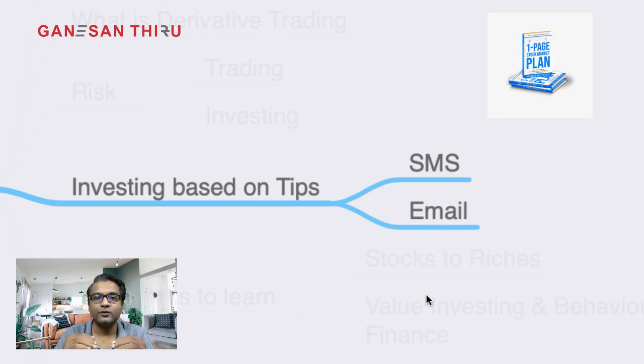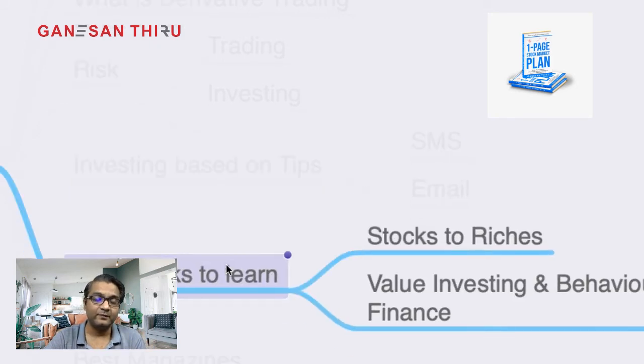So the better option is to go with companies which are registered with SEBI, through which you will avoid all this nonsense SMS and email, and you will get clarity on whether you should buy it or not. And what are the best books?